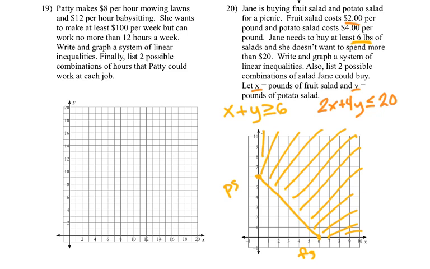Okay, then for the cost, if I only bought fruit salad, that would be 2x is less than or equal to 20. Divide by 2, and we get x is less than or equal to 10. So it would be 10 up here. Then if I only bought potato salad, that would be 4y is less than or equal to 20. So I could only buy 5 pounds of it. This would be right here.